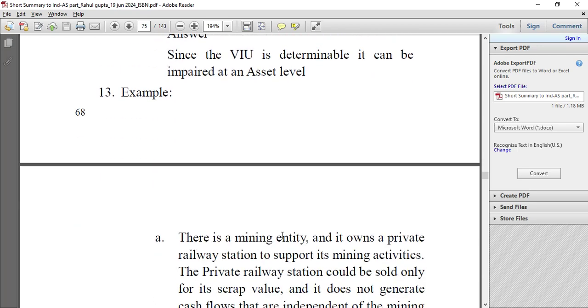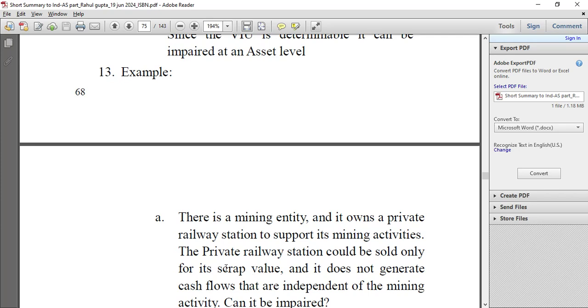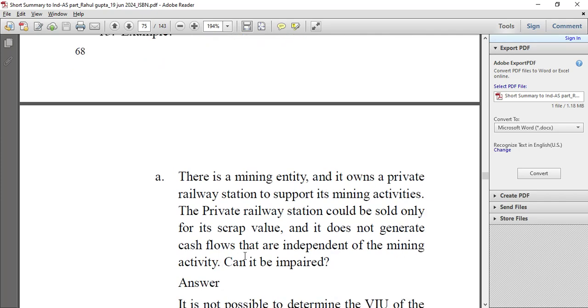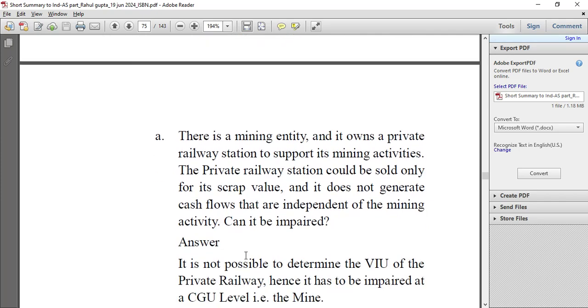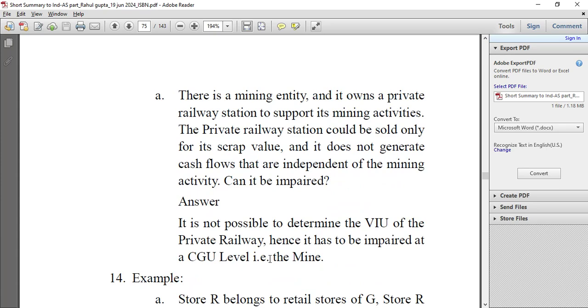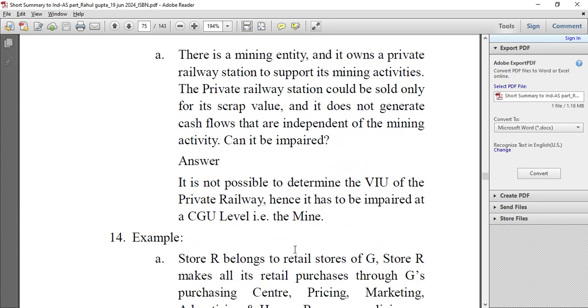Example, there is a mining entity and it owns a private railway station to support its mining activities. The private railway station could be sold only for its scrap value and it does not generate cash flows that are independent of mining activity. Can it be impaired? Answer: it is not possible to determine the value in use of the private railway station. Hence, it is to be impaired at a CGU level, that is the mine.